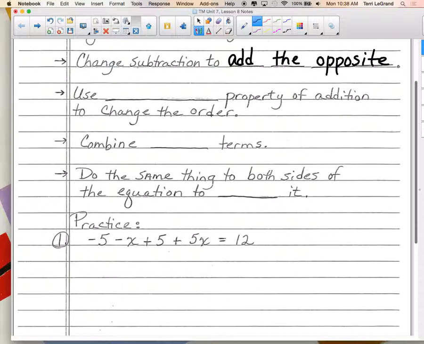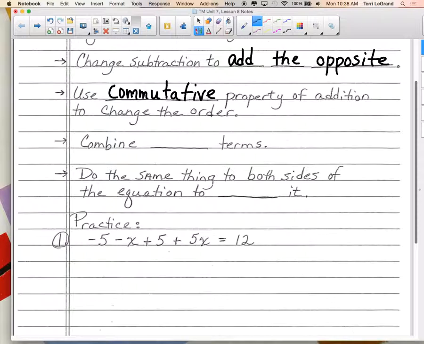And what property allows us to do that? What property of addition allows us to change the order we add in? Commutative. So C-O-M-M-U-T-A-T-I-V-E. Commutative. The commutative property allows us to change the order around.